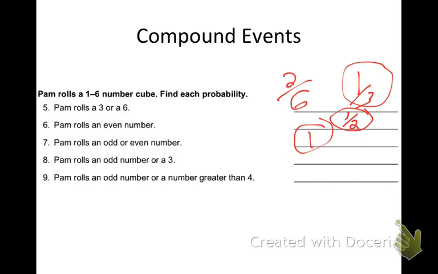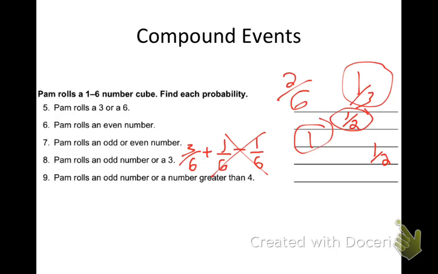All right, number 8, Pam rolls an odd number or a 3. What's the probability of rolling an odd number or a 3? It is not 1/3. It is actually 1/2. Because the key here is what's the probability of rolling an odd number? 3 out of 6. What's the probability of rolling a 3? 1/6. How many 3s are odd numbers? 1/6. So you add the first, subtract the second one. Those basically cancel out, giving you 3/6 or 1/2.